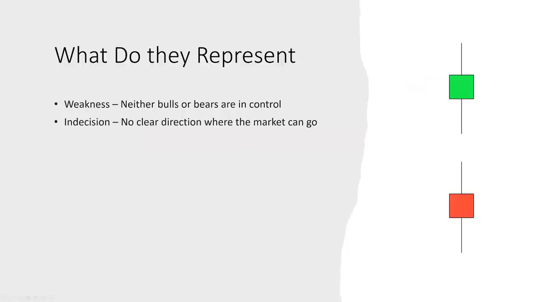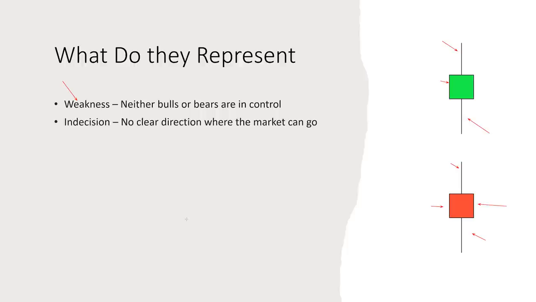Now, the depletion candles, what do they represent? Well, the depletion candles, as we've mentioned before, close with wicks to the top and wicks below with a small body, indicating a depletion in the market. The first thing they represent is weakness. We clearly know, comparable to the momentum candles, that neither bulls nor bears are in control of the market.